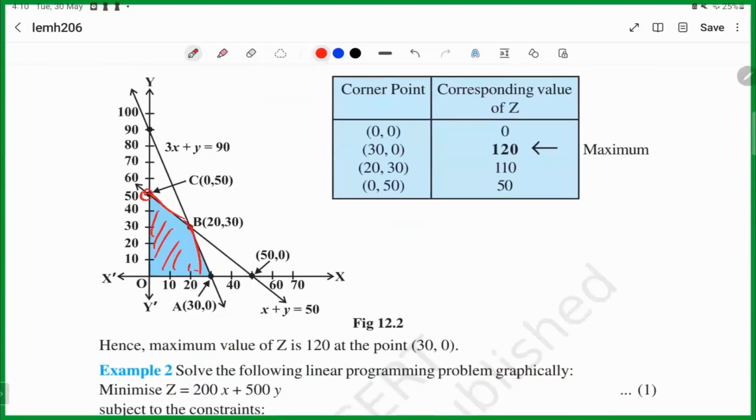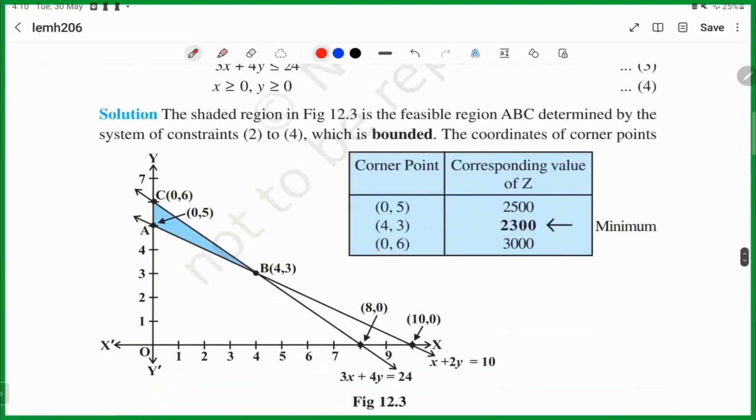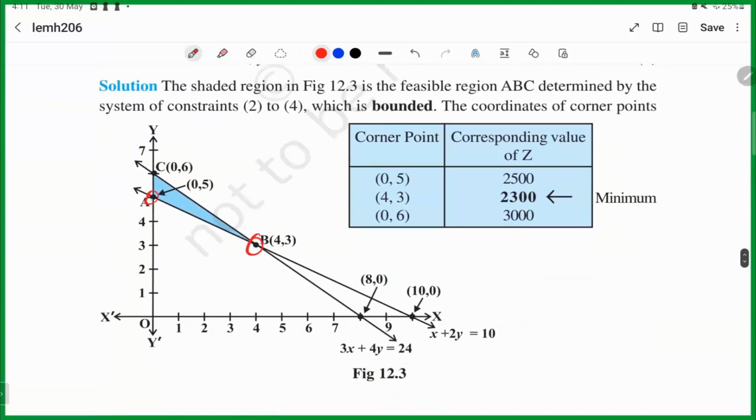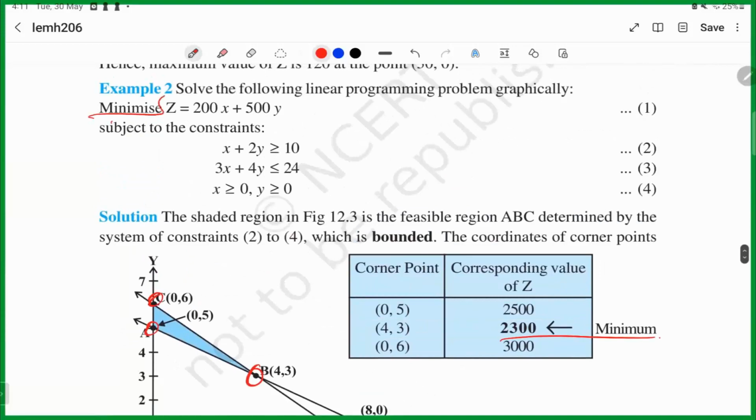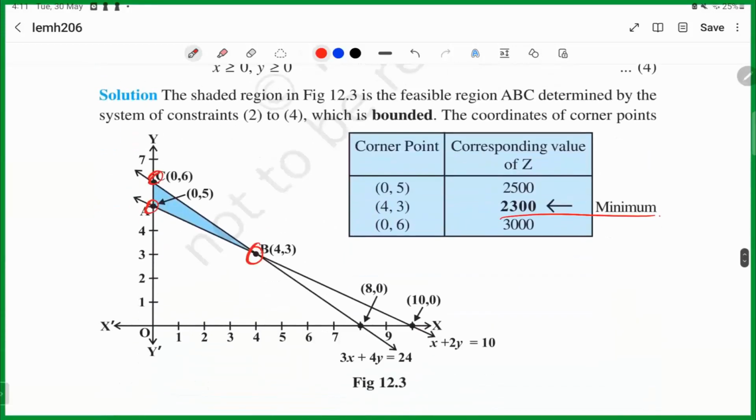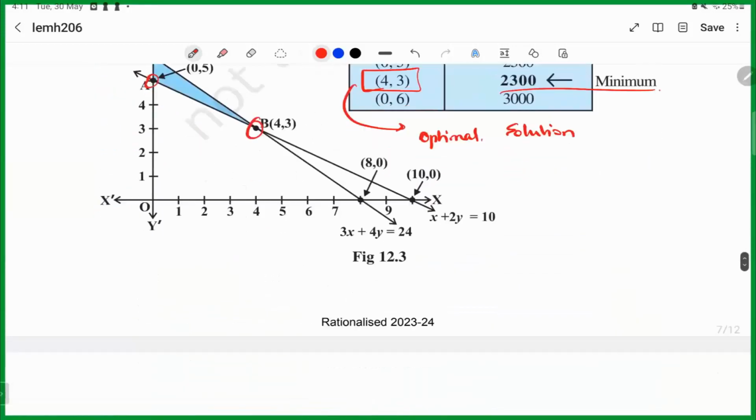That's the region. You just examine all the corner points. Whatever gives you the maximum is the optimum. It's the same case here also. You look at all the points, whatever is the minimum. If you're asked for a minimum, you're asked to minimize, right? Read the question carefully.